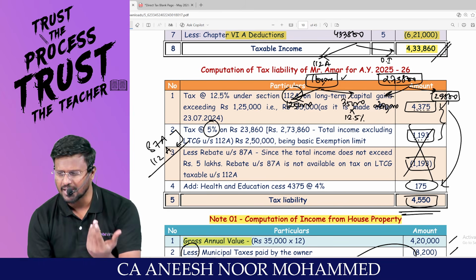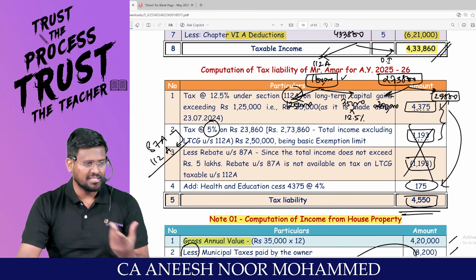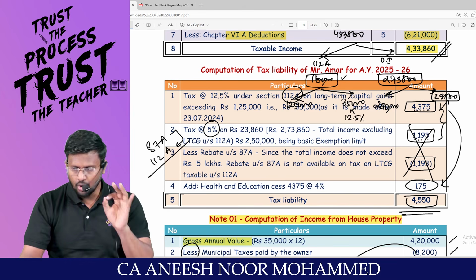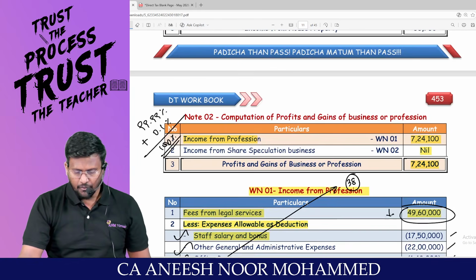No advance tax details have been given. TDS details have been given. So this will be the gross and the net tax liability, 4550.